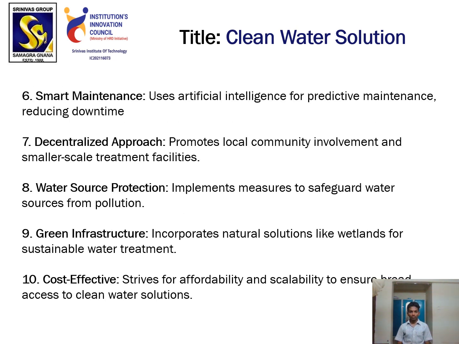Sixth one is smart maintenance. Uses artificial intelligence for predictive maintenance, reducing downtime. Seventh is decentralized approach. Promotes the localized community involvement and smaller scale treatment facilities.